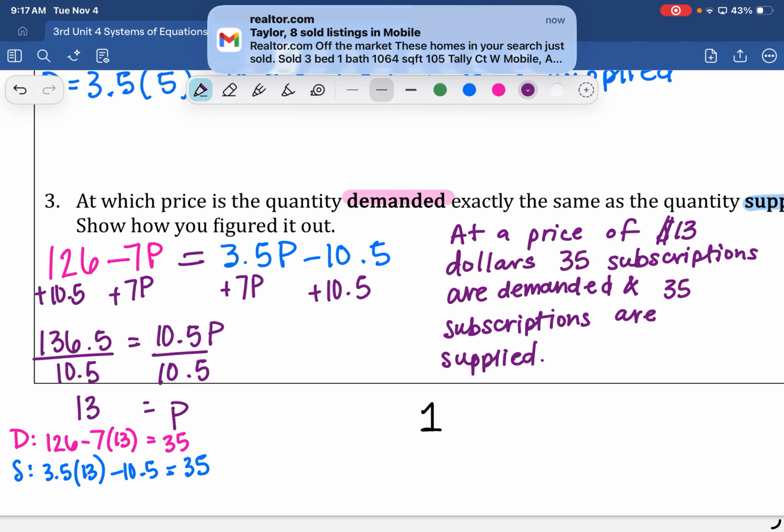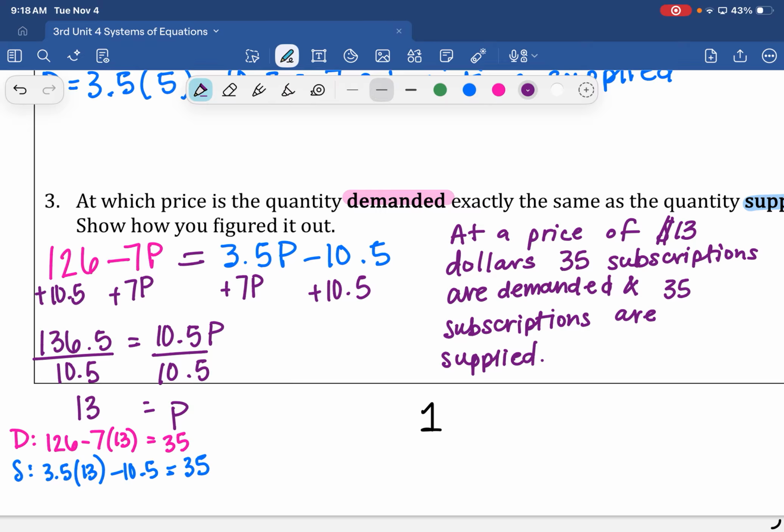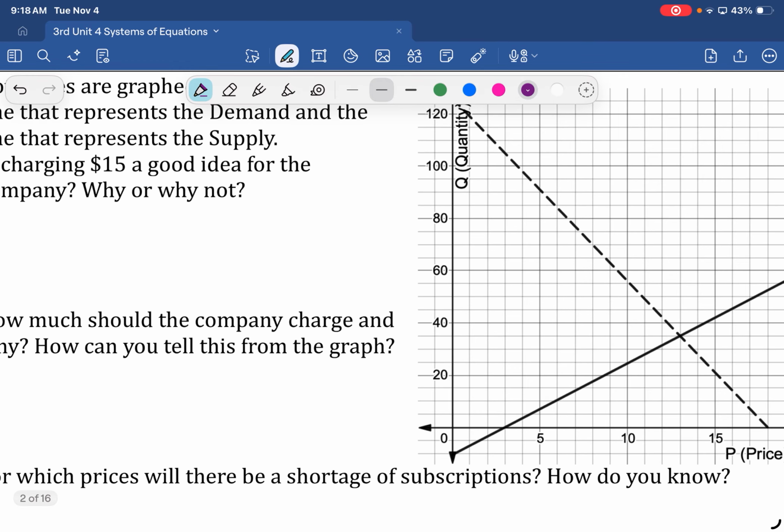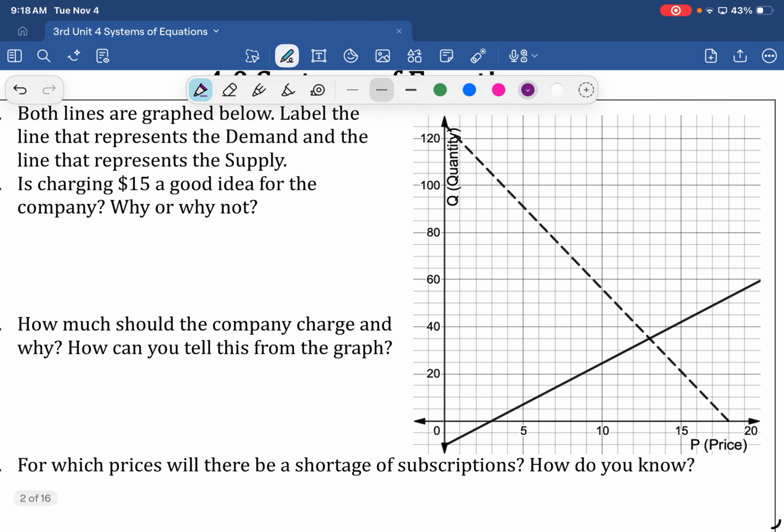So what we just did was a real life application of systems of equations. Supply and demand is just a very easy example of that. So we're going to look at a graph of this same problem. So I want us to look at page 2, okay? And we're going to talk about question 4. So question 4 tells us that both lines are graphed below. And it wants us to label the line that represents demand and the line that represents supply.